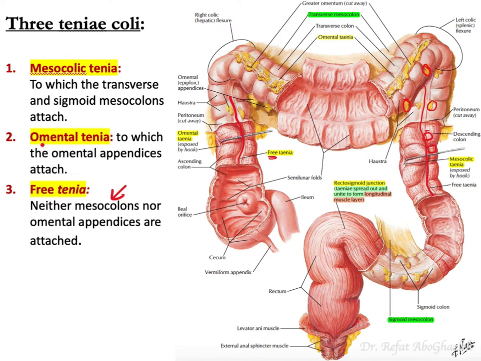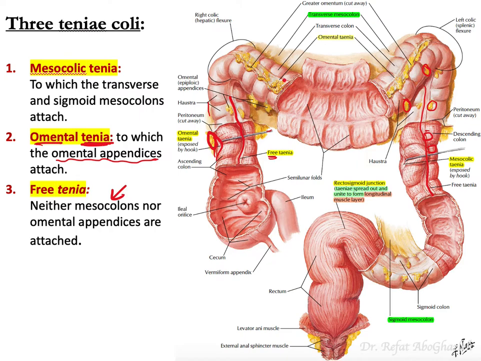Now, what about the omental tenaculi? From its name, omental tenaculi, that means a band to which omental appendices are attached. Where is that? This is the omental tenaculi. Look at it here. Look at the hook here. It's retracted to show you where it is. Here is the omental tenaculi. Look at the appendices attached to it.